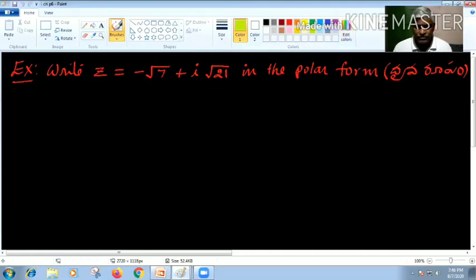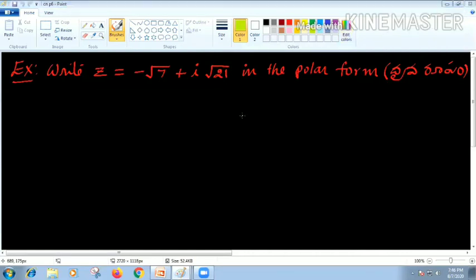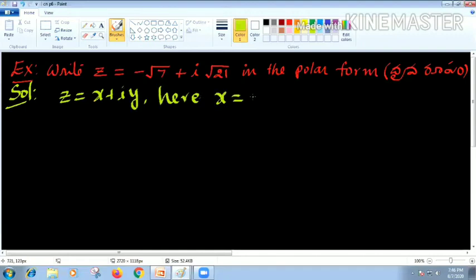Now consider this problem. Write z is equal to minus root 7 plus i root 21 in the polar form. Consider this number in the standard form z is equal to x plus iy. Here the x value is minus root 7 and y is root 21.